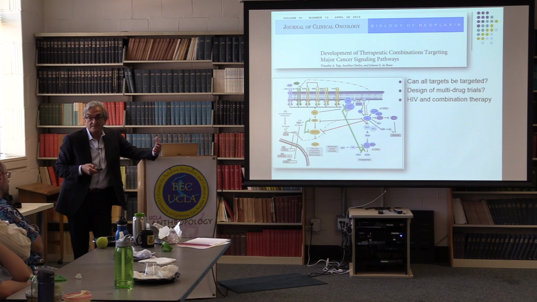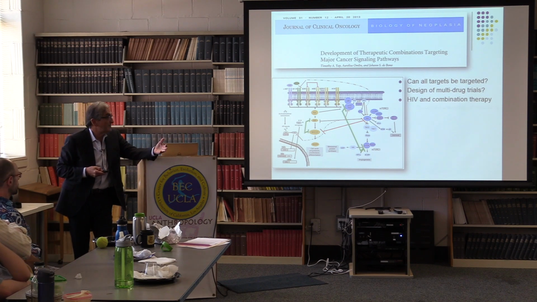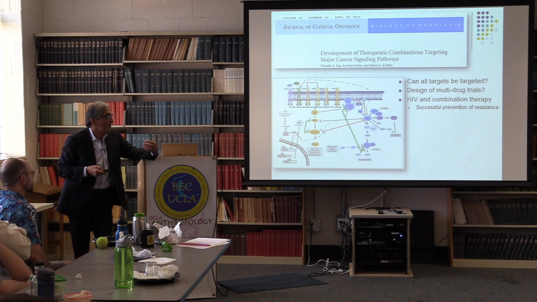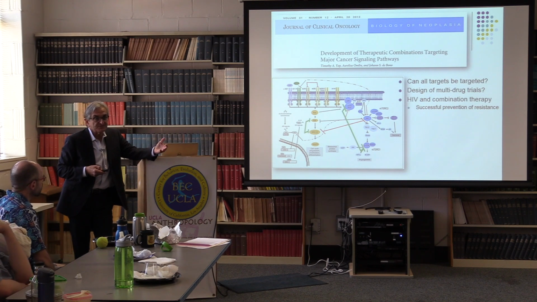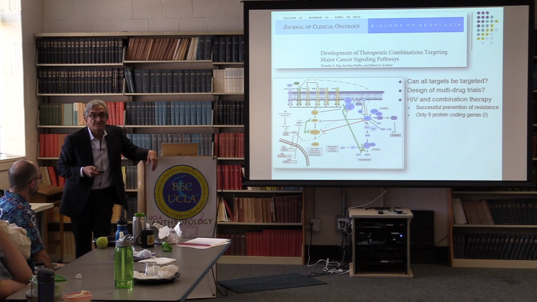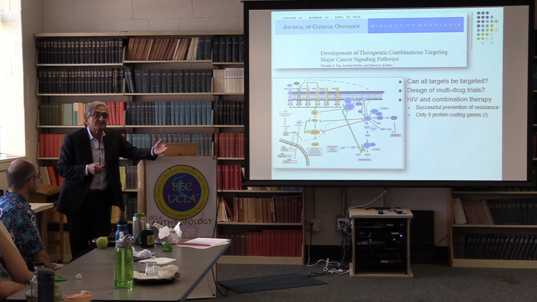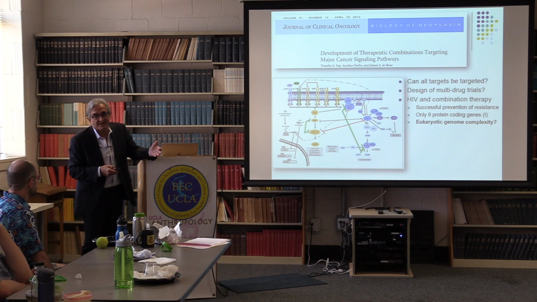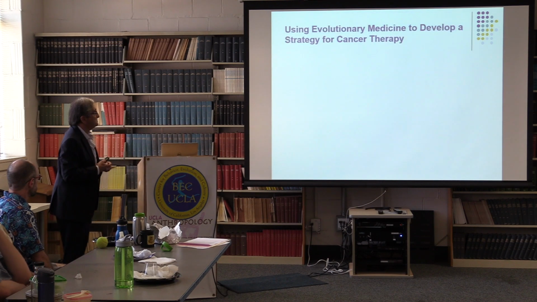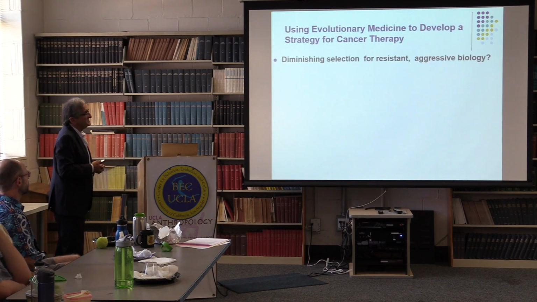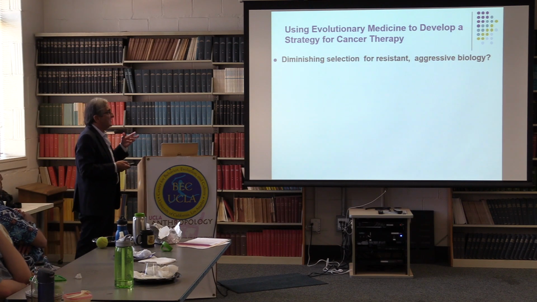Well, that's a great model to go after, but I think it's important to keep in mind that although that approach does successfully prevent resistance, the virus only has 9 genes. It's not that difficult to shut down that organism's diversity generation. It doesn't have the eukaryotic genomic complexity of cancer. So how can we use this strategy? Well, there's 2 basic ways.